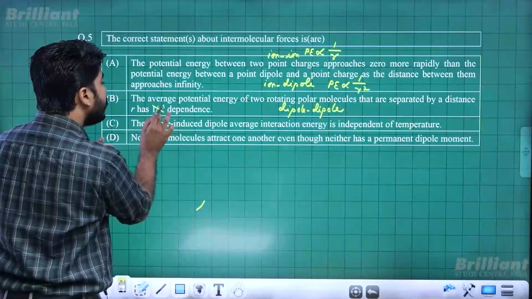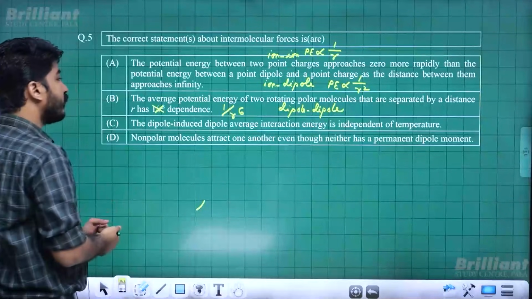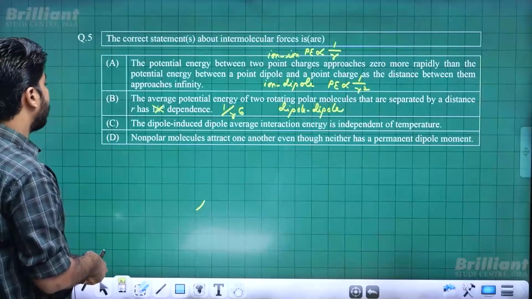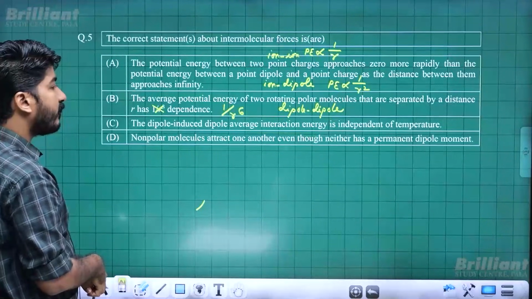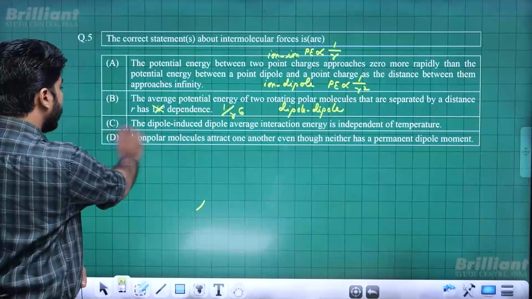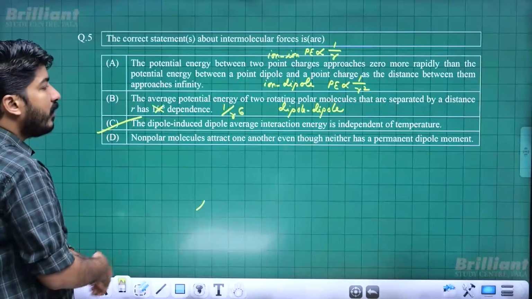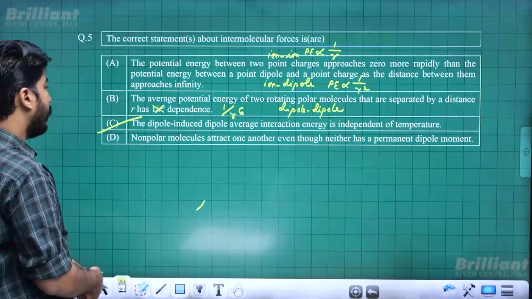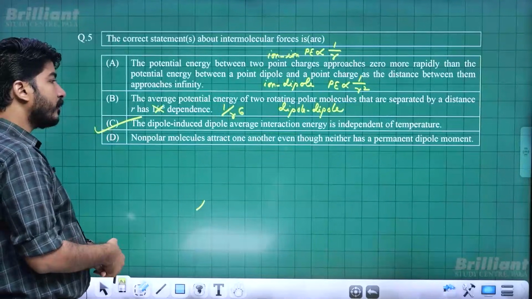For rotating polar molecules, this is 1 by r raised to 6 only. That is the dependence on distance. The dipole-induced dipole average interaction energy is independent of temperature. That is a generally correct statement. And non-polar molecules attract one another even though neither has a permanent dipole moment. That is true. That is the London dispersion forces.